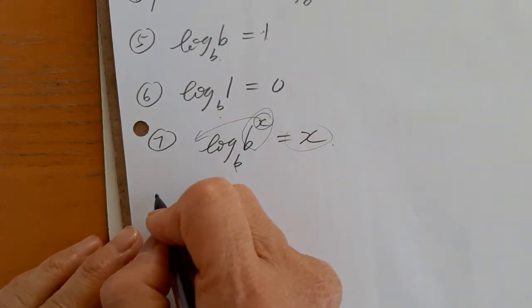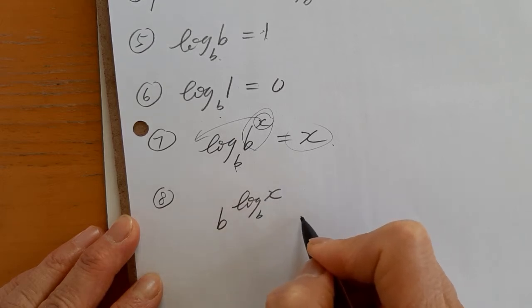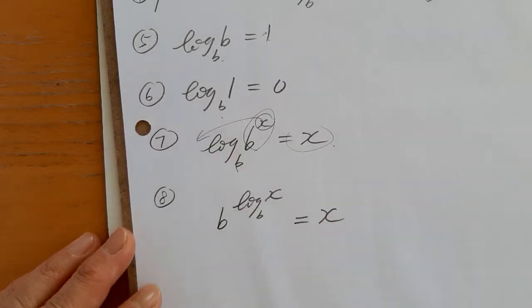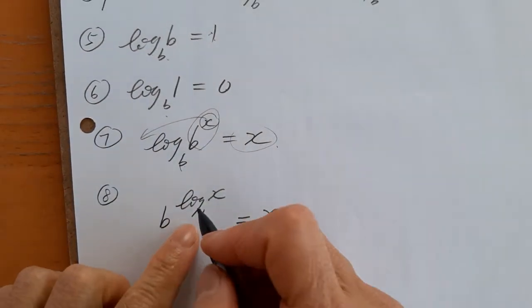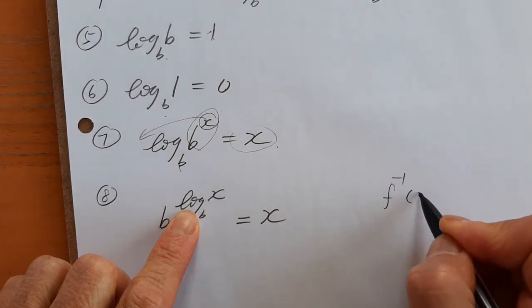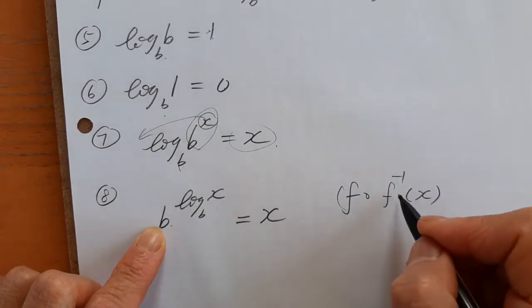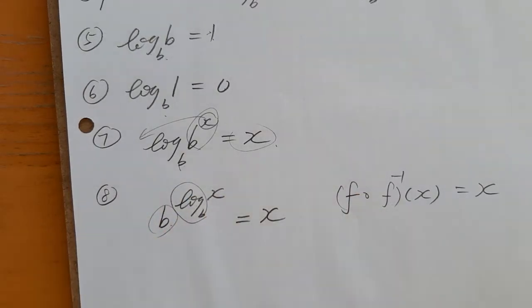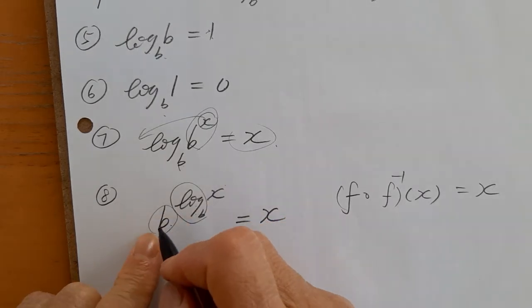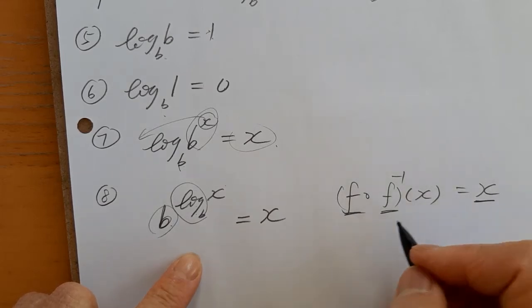Another one, b to the power log base b of x, is also equal to x, because log base b is the inverse function and b to the power x is the original function. The composite should equal x, because the logarithm function and the exponential function are inverse functions of each other. A number, you take the logarithm, then take the exponent. They are inverse of each other, so it equals x.